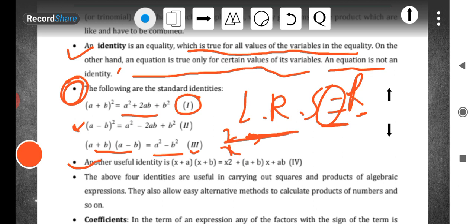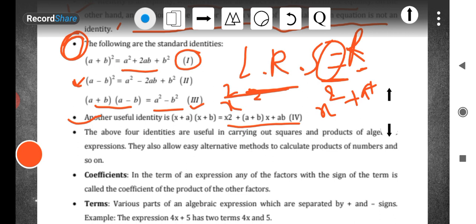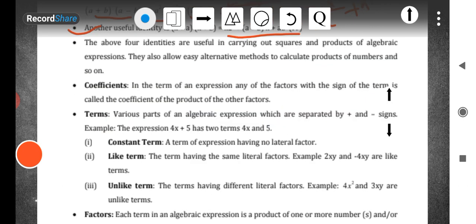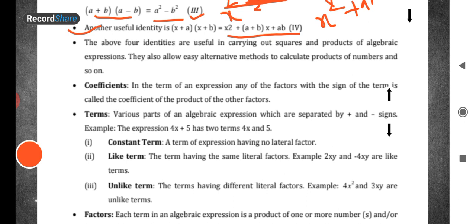You have to remember this identity number 4 also. It is x square plus (a plus b) multiplied with x, plus ab. You have to remember these four identities to solve the exercise questions. These are very important for higher classes also. The above four identities are useful to carry out squares.